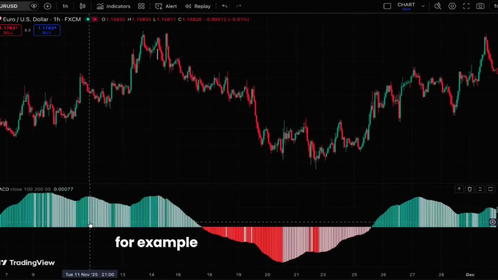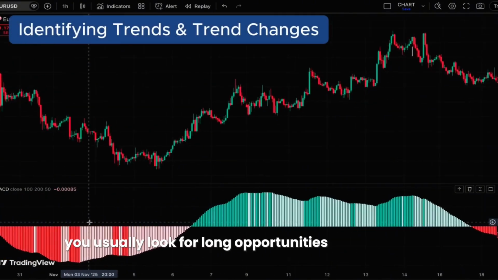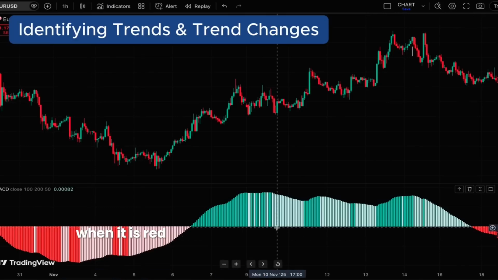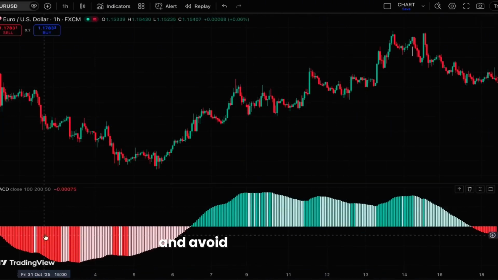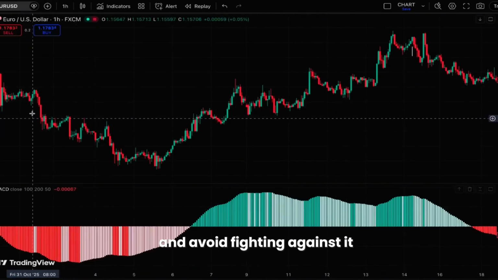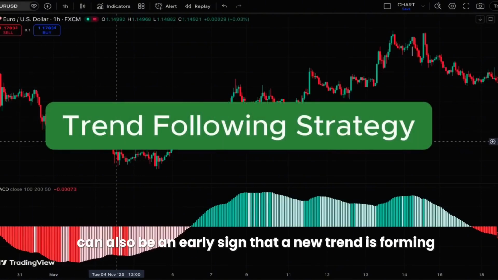For example, when the histogram is green, you usually look for long opportunities during pullbacks. When it is red, you look for short opportunities during pullbacks. This is especially helpful when you want to trade in the direction of the dominant trend and avoid fighting against it. A change in the histogram can also be an early sign that a new trend is forming.